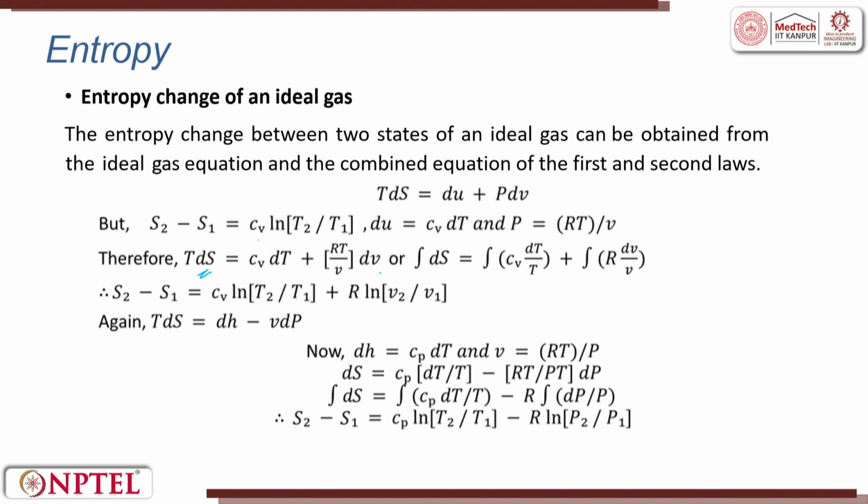So, when we try to integrate this ds, Cv dt and this thing, we try to get S2 minus S1, which is Cv natural logarithm of T2 by T1 plus R times natural logarithm of V2 by V1. So, which is again TDS is equal to delta H minus VdP. Delta H is equal to Cp into dt and V. So, the RT by V is given like this.